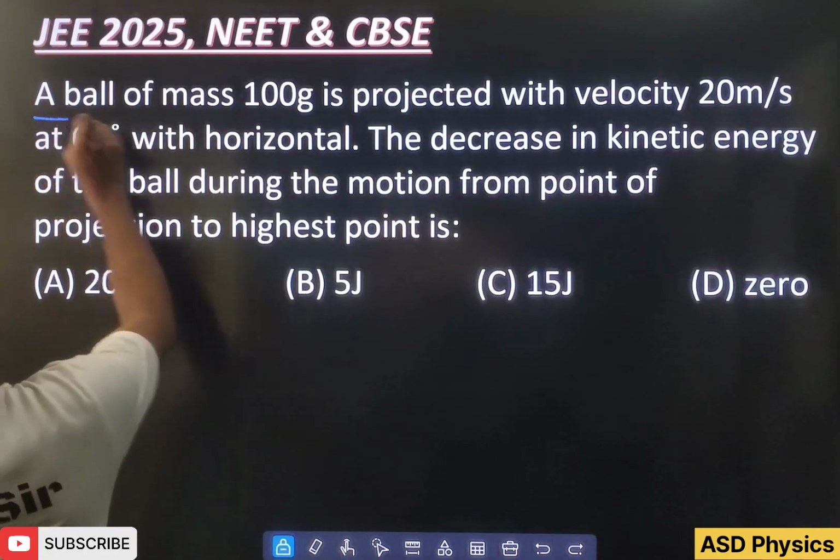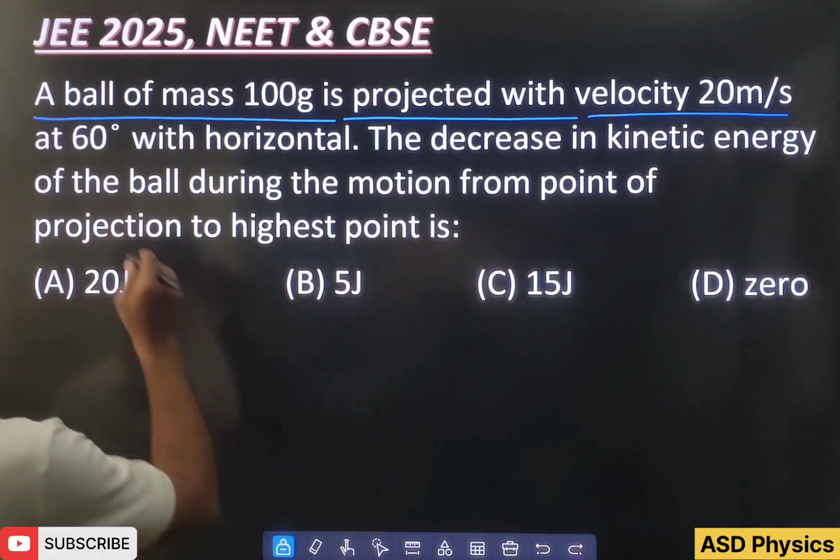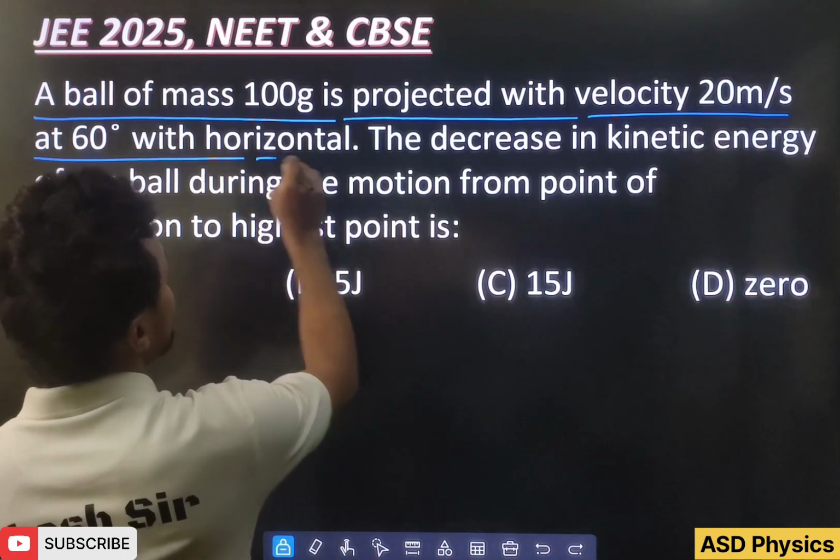Now let's see the next one. Here you can see a ball of mass 100 gram is projected with velocity 20 meter per second at 60 degree with horizontal.